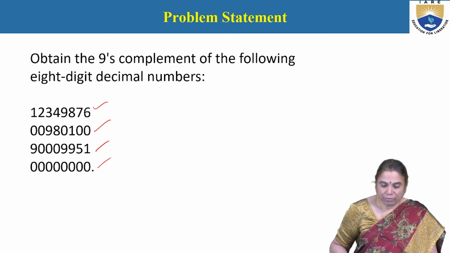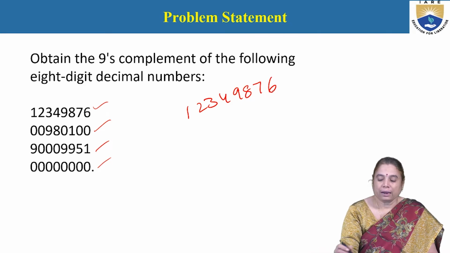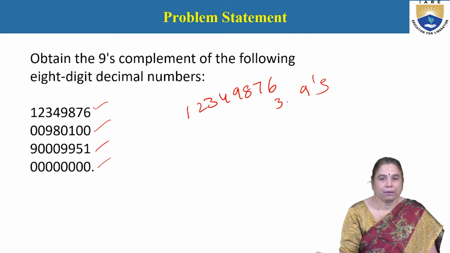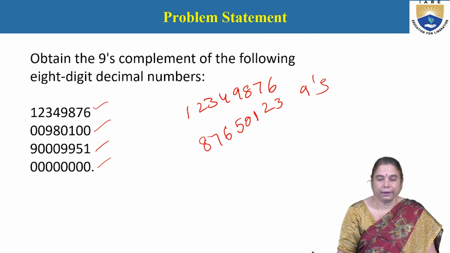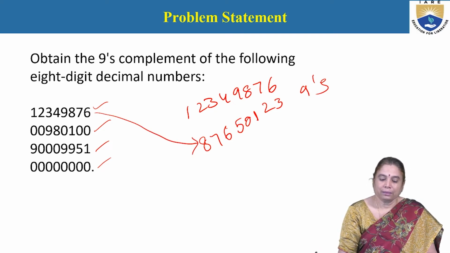Here consider the first number, that is 1, 2, 3, 4, 9, 8, 7, 6. So the 9's complement can be, for 6 we have to add 3 in order to get the value 9. For 7, add 2 in order to get the value 9. For 8, 1. For 9, 0. For 5, 4. For 3, it could be 6. For 2, it could be 7. For 1, it could be 8. So the 9's complement of the first number can be this.